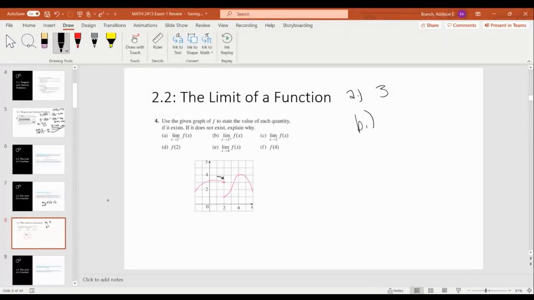Whereas part B is asking us to go from the positive side, so we'll go there. We get really close from the positive side, and we can see that it is at approximately 0.2. Now they're asking for the limit as x approaches 2. For limits, both sides have to be equal for the limit to exist. Since these two don't equal each other, the limit doesn't exist, because we can't definitively say what it's doing at 2, since it changes depending on whether you approach from the left or the right.